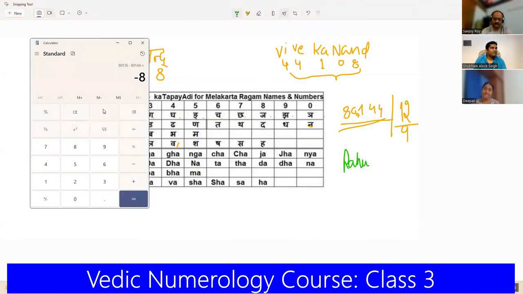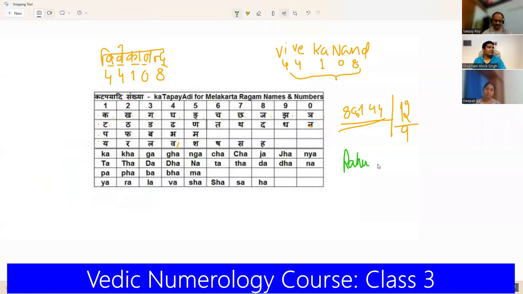Then once again 80,144, that is to be divided by 12. Answer is 6678, multiplied by 12, subtract. Sorry, the resultant Rashi is Scorpio again. The Rashi is Scorpio, the planet is Rahu, the resultant is Rahu Scorpio. Okay.